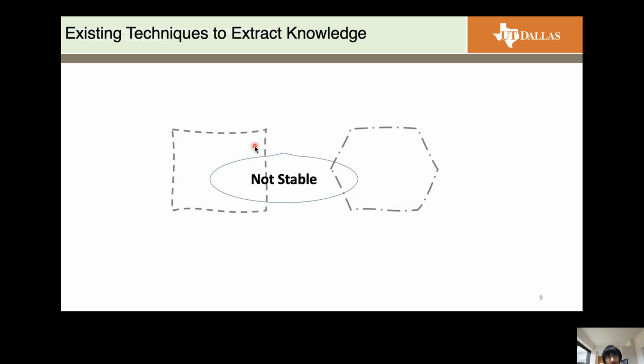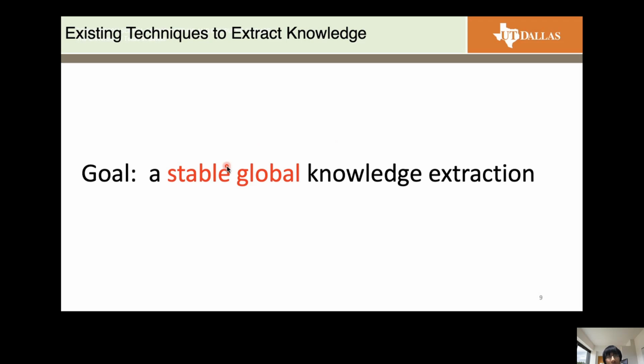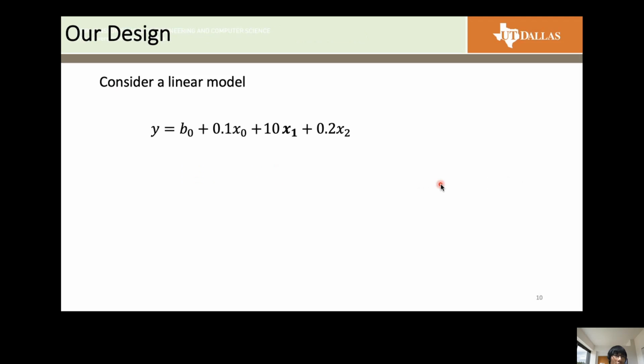To address this challenge, our goal is to provide a stable and a global knowledge extraction approach. Before we consider the complex neural networks, let's consider linear model. This is a simple case. Which feature might dominate the decision boundary of this model? In our case, the feature x1 would dominate the decision boundary. Why? This is because the weight of the feature 1 is significantly larger than the others.